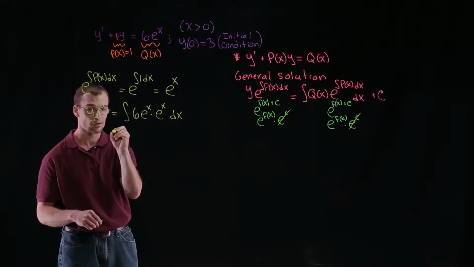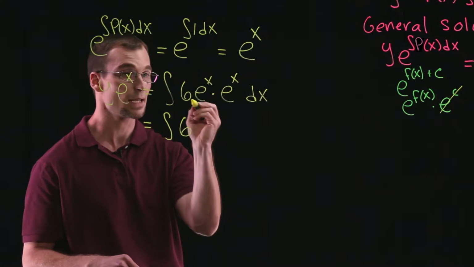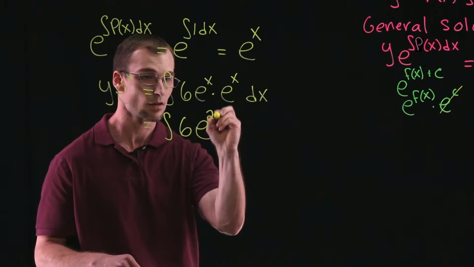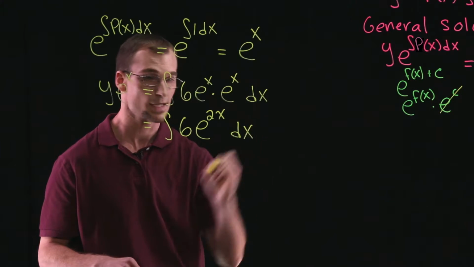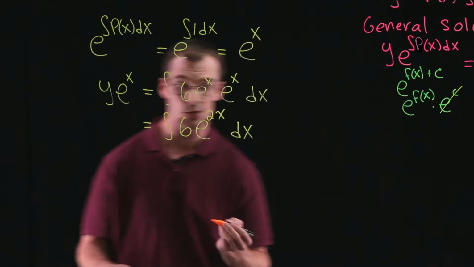So this can be written as the integral of 6, and e to the x times e to the x, we add the exponents. We have 6 times e to the 2x dx. So to continue evaluating that, we're going to do a simple u substitution.